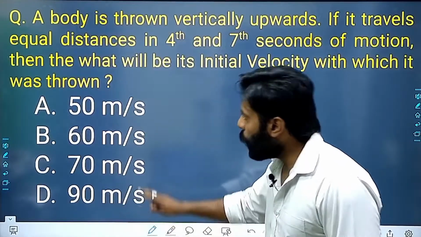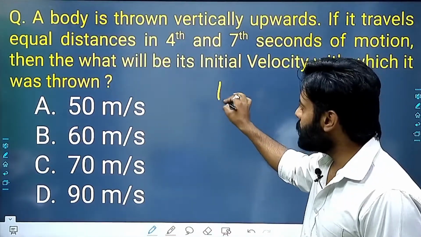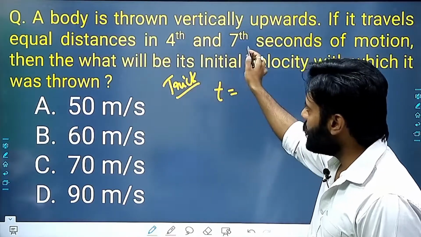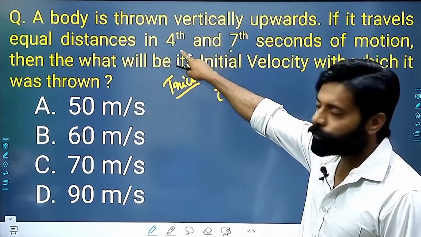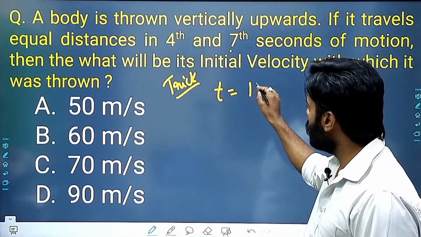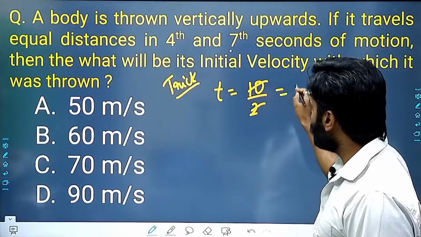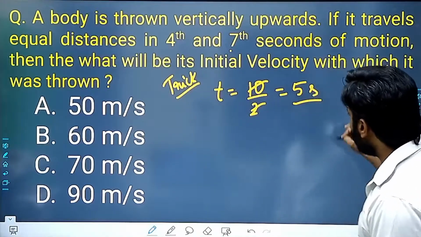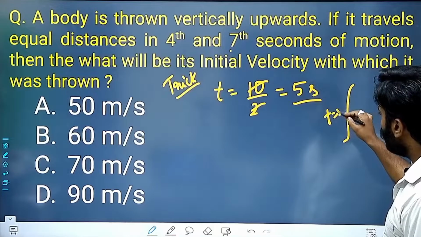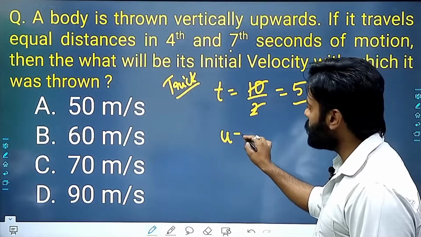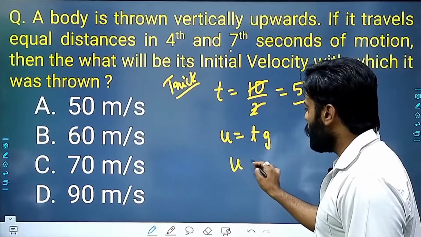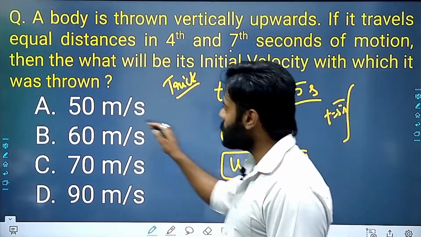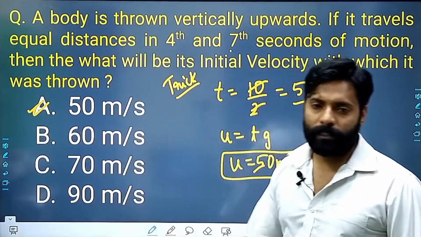And as I told you, to solve this question there is a shortcut trick. You can easily find it: add these numbers, 7 plus 4 is 11, minus 1 is 10, divided by 2. So the total time taken by the body to reach the maximum height is 5 seconds, right? So the body is taking 5 seconds. What will be the initial velocity? It will be tg. So u will be 50 meter per second. And by the concept also you will get the same answer.